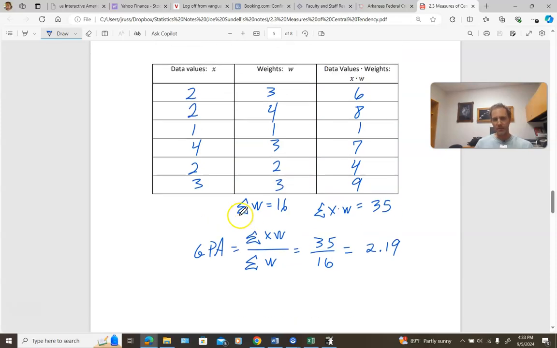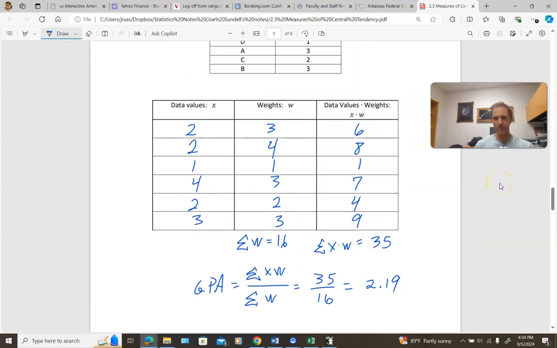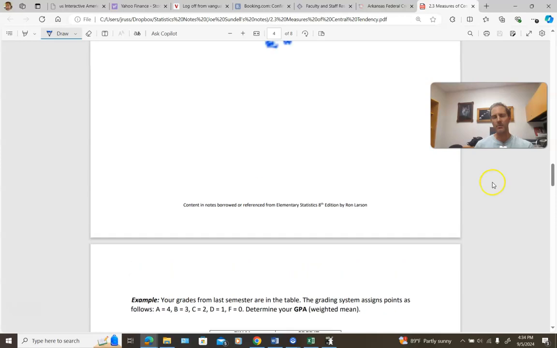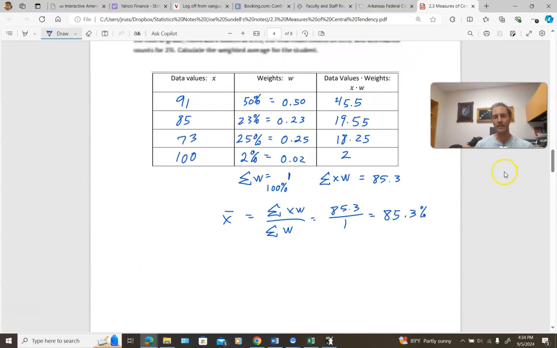And as you guys know, that's not particularly stellar, but it is passing. C's get degrees, as they say, or at least that's what my students tell me. Alright, so 2.19.